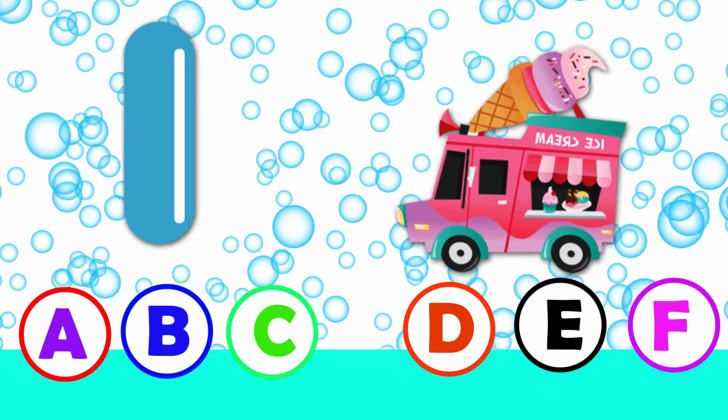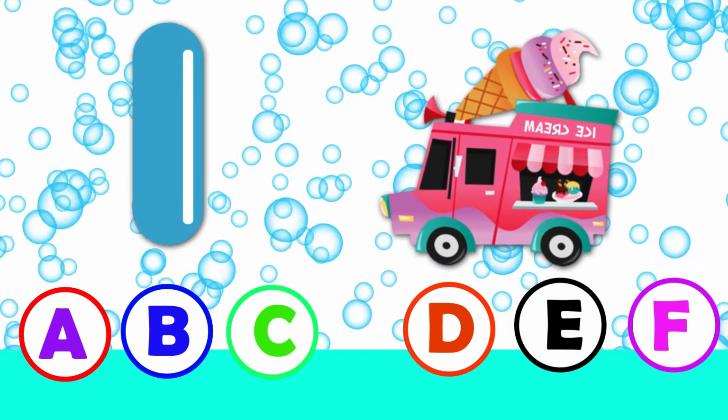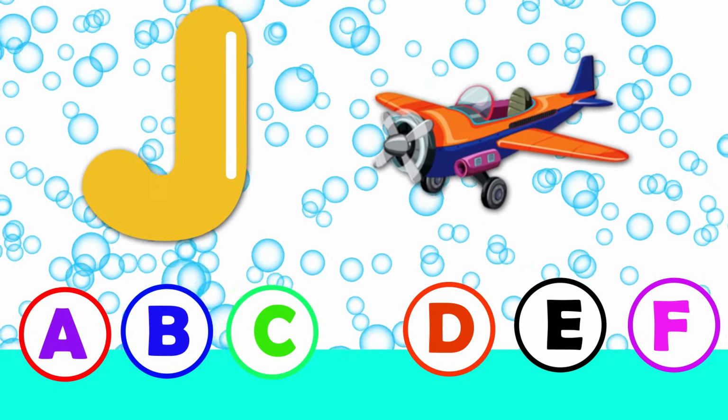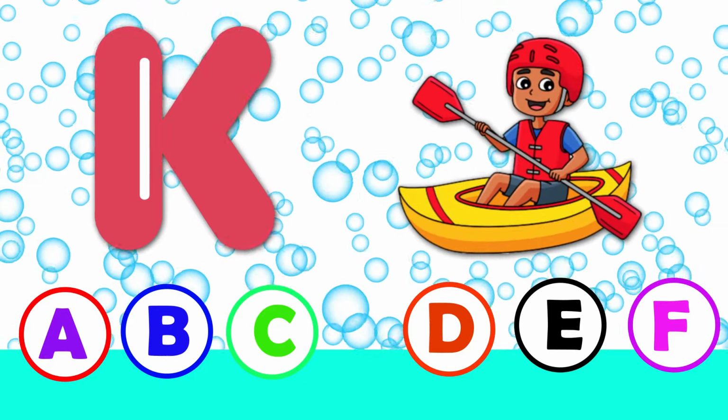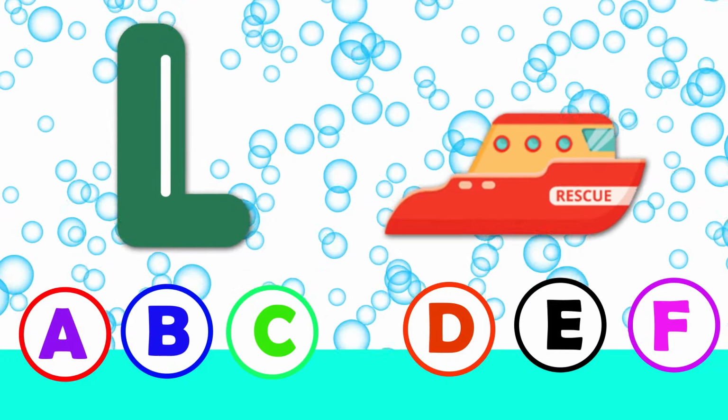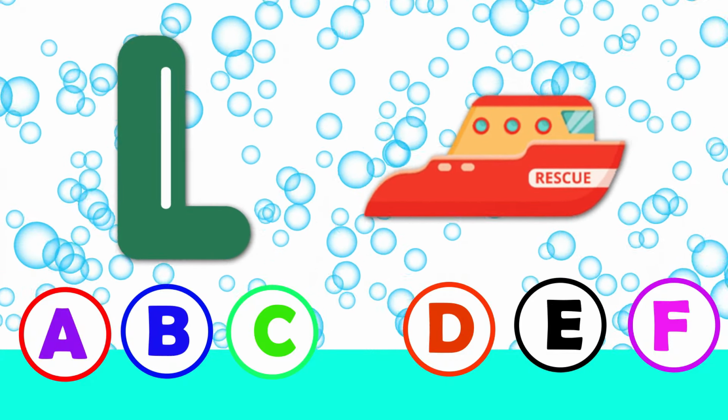I is for ice cream truck. I, i. Ice cream truck. J is for jet. J, j. Jet. K is for kayak. K, k. Kayak. L is for lifeboat. L, l. Lifeboat.